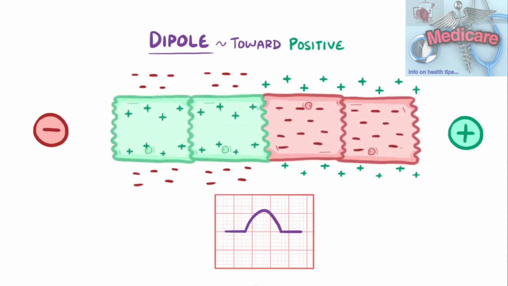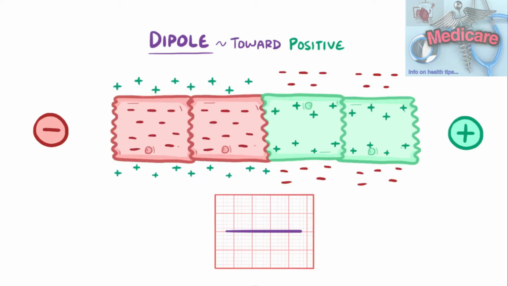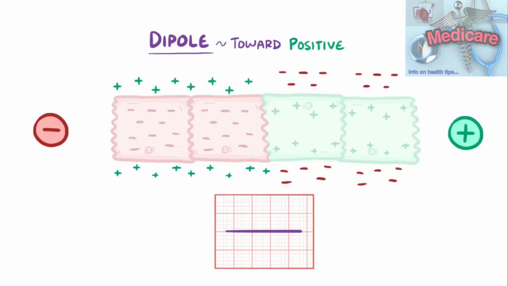If we unpause this, then everything becomes depolarized. And since there's no difference in charge now, there's no dipole, and so there's no deflection. Moments later, a wave of repolarization goes through. Pausing halfway through again, now the vector dipole goes in the opposite direction and faces the negative electrode, which means there'll be a negative deflection on the ECG tracing. Again, the bigger the dipole, the bigger the negative deflection.